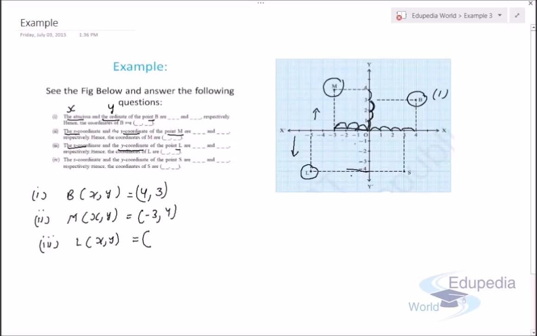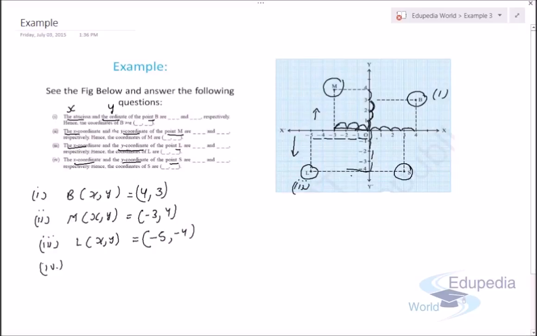Now the x will be 1 part, 2 part, 3 part, 4 part, 5 part. So it will be minus 5, and for the y part it will be 1, 2, 3, 4. So it will be minus 4, and they lie in the third quadrant. Now the fourth question is the x coordinate and the y coordinate of point S. Now the S point is here.